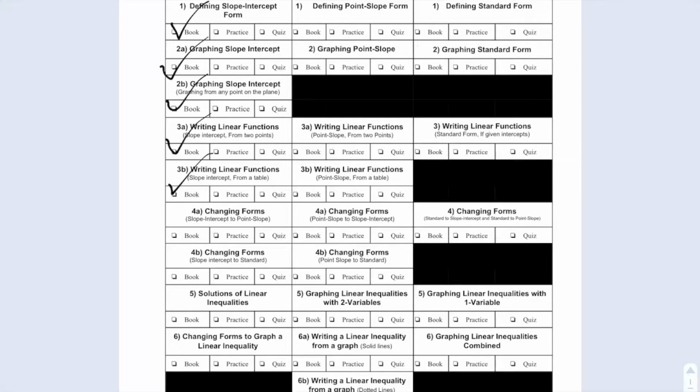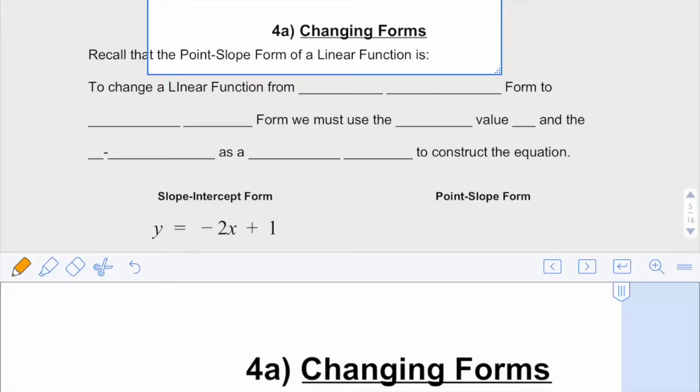Hello Algebra 1 students. We are in Unit 5, Tier 1, Lesson 4a, Changing Forms. Check off your booklet, please. This is Tier 1, Lesson 4a, Changing Forms.